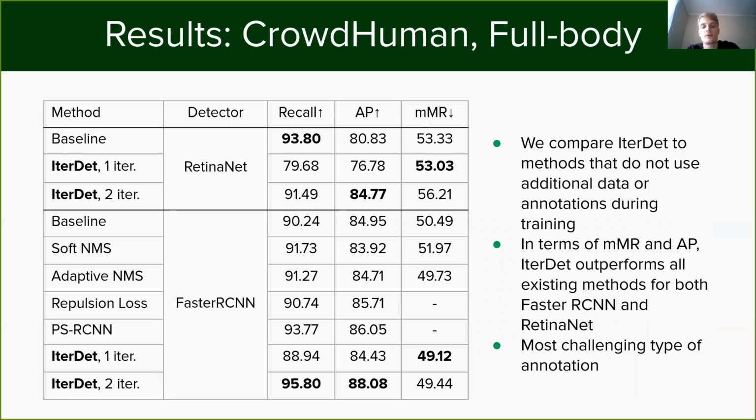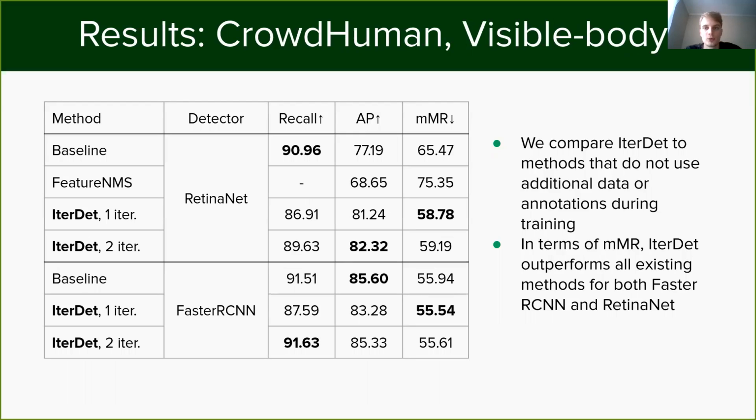Our main results are for CrowdHuman with full body annotations. Here we compare our method with all existing ones like soft non-maximum suppression, Adaptive NMS, repulsion loss, and PS-RCNN. In terms of MR and average precision metrics, IterDet outperforms all existing methods for both detectors.